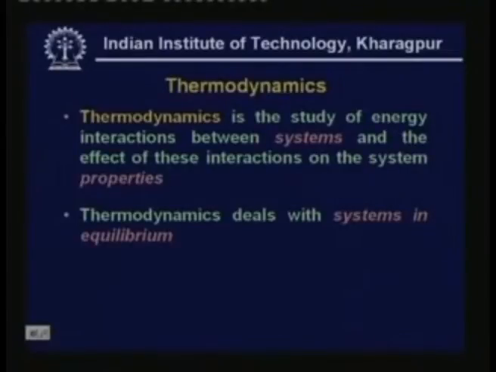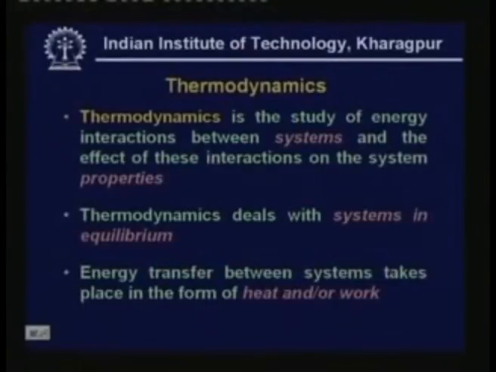A system is said to be in mechanical equilibrium if there is no imbalance of forces inside the system and there is no net acceleration. You can also call a system as in phase equilibrium if there are no phase changes taking place within the system. Similarly, you can also have a system under chemical equilibrium when there are no chemical reactions taking place inside the system.